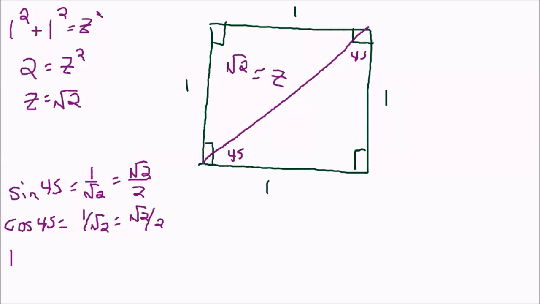Finally, to find the tangent, we have opposite over adjacent. Opposite of 45 is 1, and the adjacent of 45 is also 1. So therefore, the tangent of 45 is 1 over 1, or simply 1.